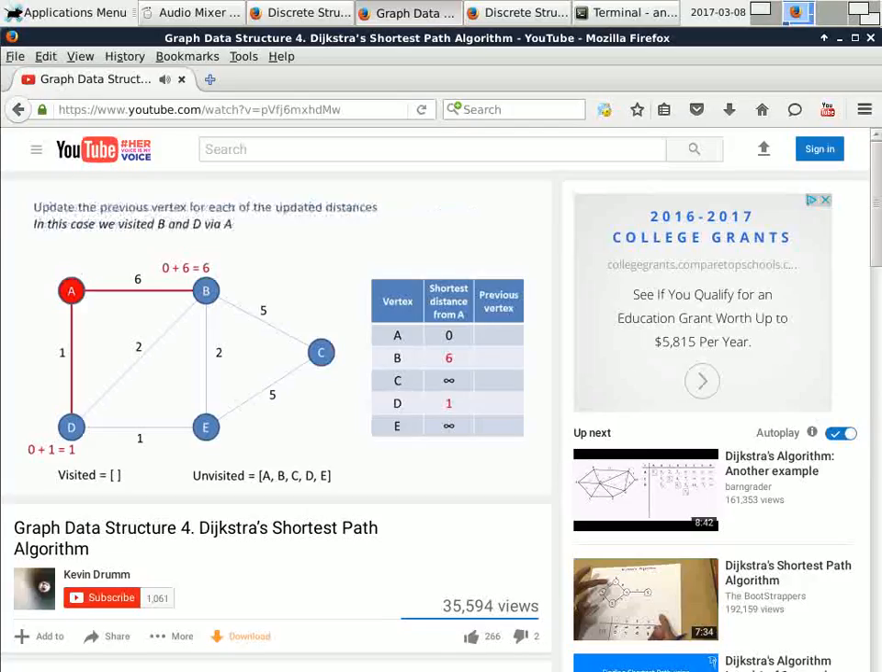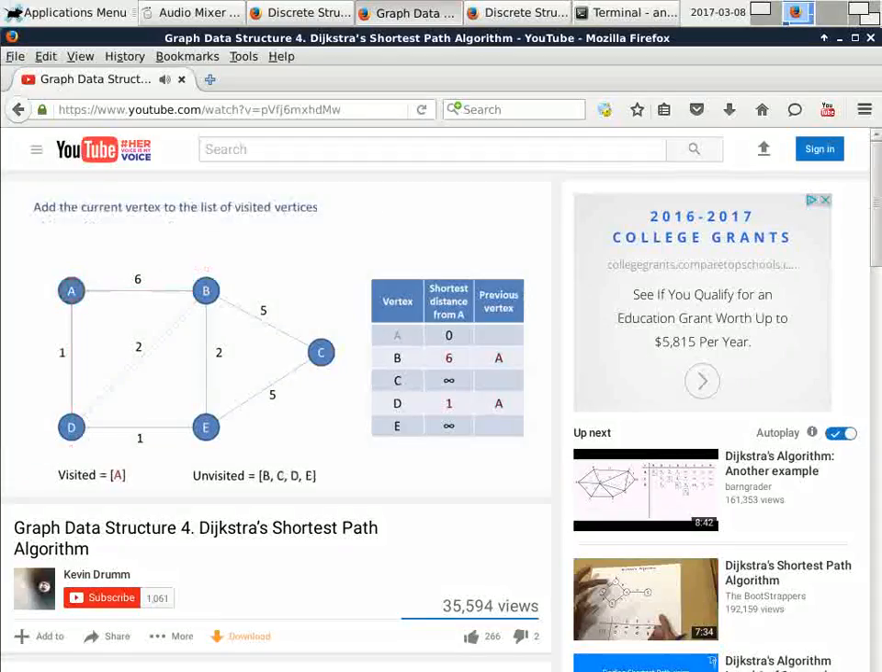Now, we update the previous vertex for each of the updated distances. In this case, we visited B and D via A, so we'll write this information into the previous vertex column. Now, add the current vertex to the list of visited vertices. We won't be visiting A again. Now the algorithm begins to repeat.